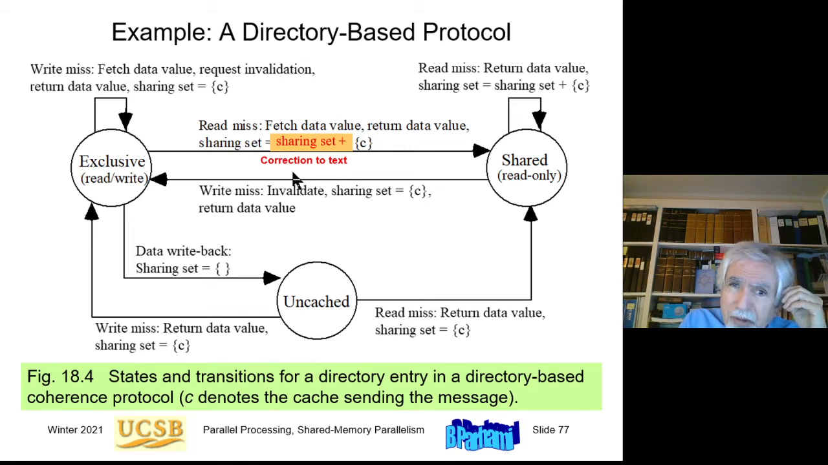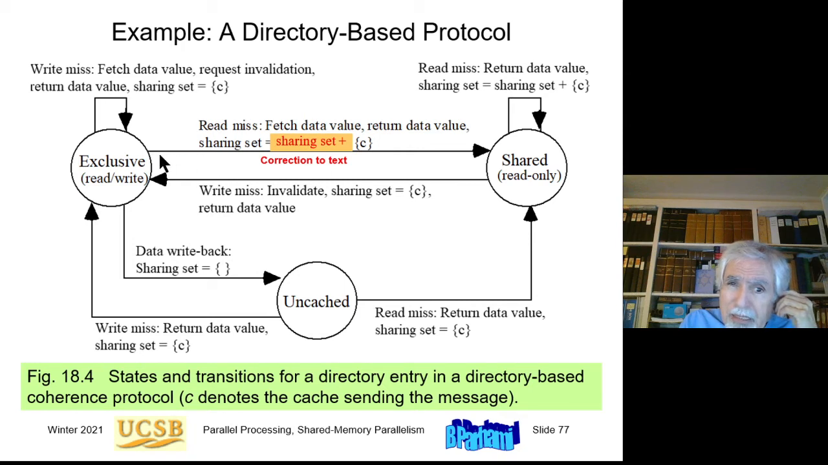By the way, this is a correction to the diagram in the textbook. Please make that correction. This is figure 18.4. So the sharing set, whenever a new cache decides to access a particular piece of data, then that cache is added to the sharing set. So the sharing set grows by this new cache. So we now have another cache in the sharing set.